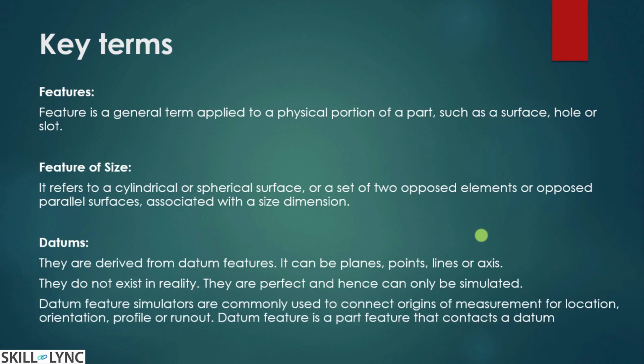These datum feature simulations are commonly used for establishing the origins of measurements for either location, orientation, profile, or runout. These are all references from which the variations are measured or controlled. A datum feature is a part feature that contacts a datum. The datum plane is what the feature is in contact with.